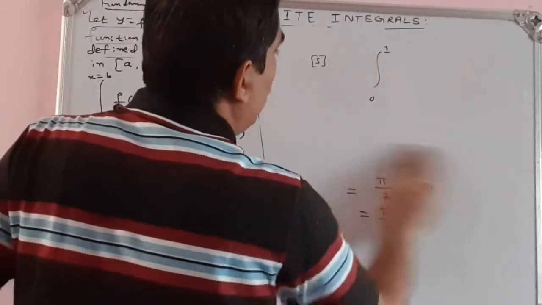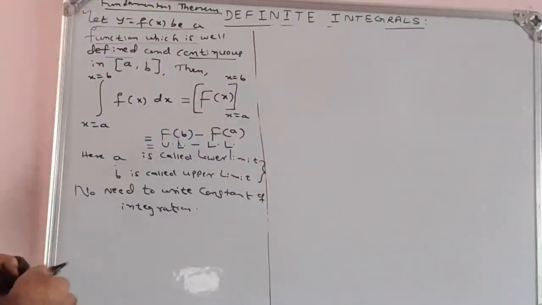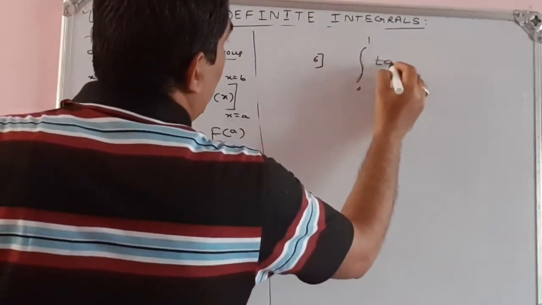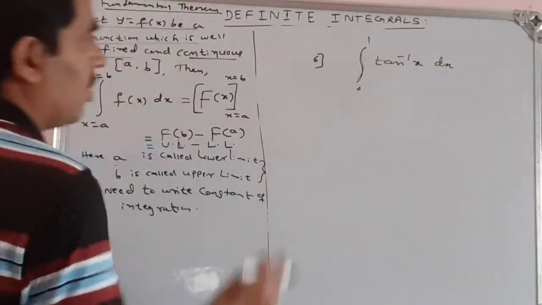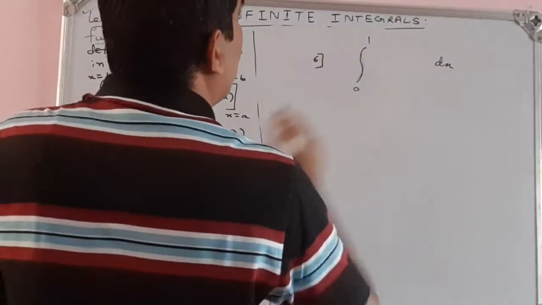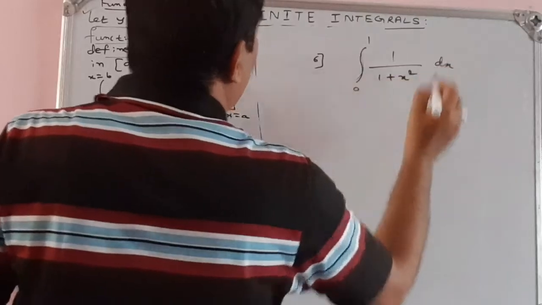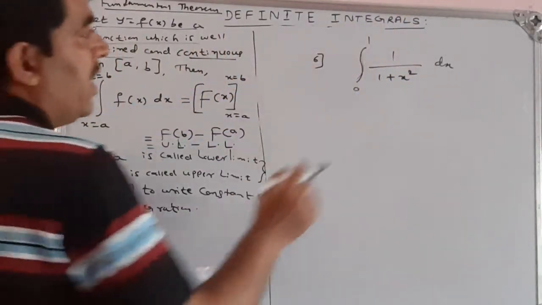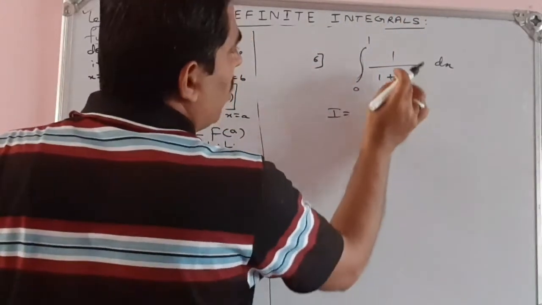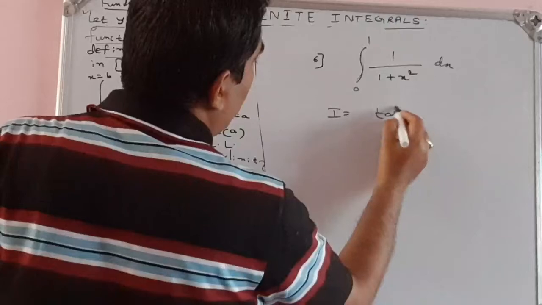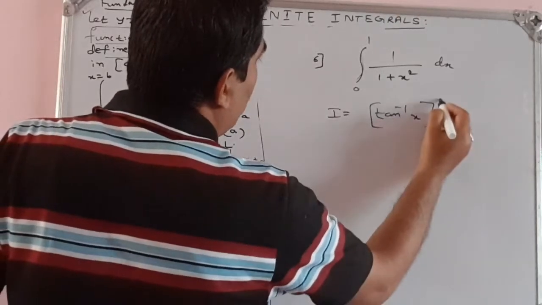So let us go for the sixth one. We have a lot of examples in this. Considering simple examples, let me take the limits as 0 to 1 of 1 by 1 plus x square. Observe this. Integration of 1 by 1 plus x square is the given integrand. Once again, you know the formula: integration of 1 by 1 plus x square is tan inverse x. So tan inverse x from lower limit to upper limit.